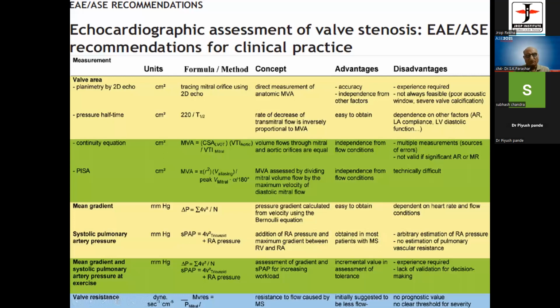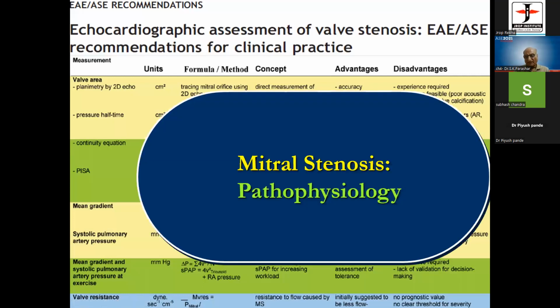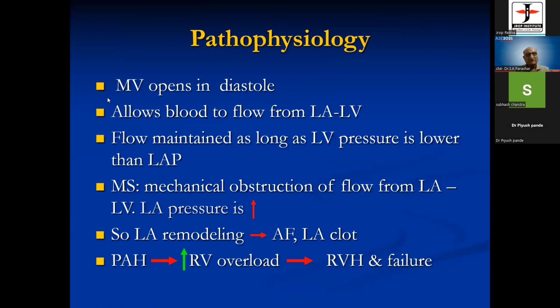Now I will go slowly. As you know, the mitral valve opens in diastole because it allows the blood to flow from LA to LV. The mitral valve opens in diastole and closes in systole, so when the mitral valve opens, it allows the blood to flow from LA to LV. That flow is maintained as long as LV pressure is lower than LA pressure.